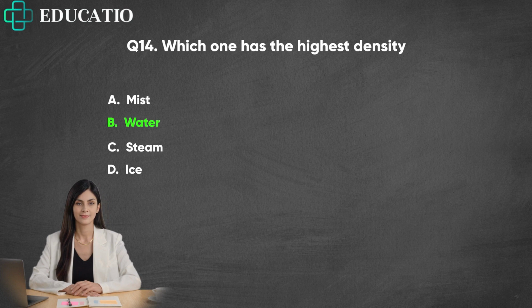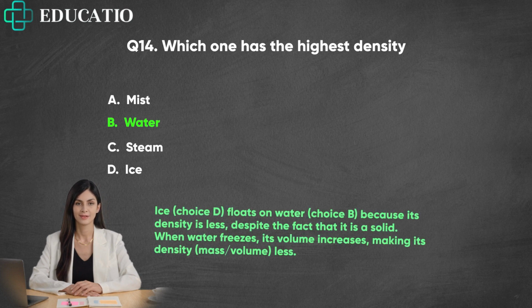Answer: B. Explanation: ice, choice D, floats on water, choice B, because its density is less, despite the fact that it is a solid. When water freezes, its volume increases, making its density, mass/volume, less.